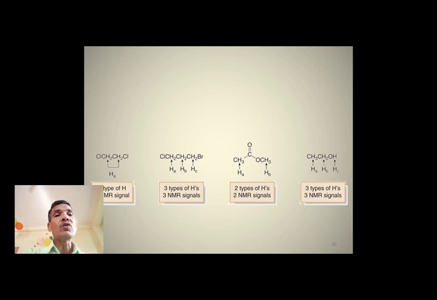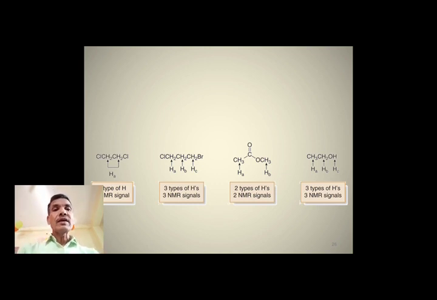Let us see some more examples. In this molecule, that is 1,2-dichloroethane, CH2Cl is attached with CH2Cl. So, all the 4 hydrogen atoms present in this molecule have similar chemical environment, or the chemical environment of all protons is the same. Therefore, it gives only one signal.